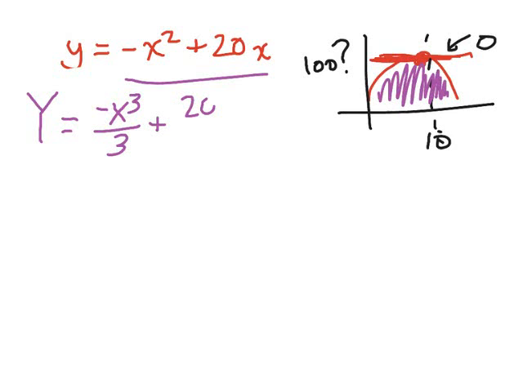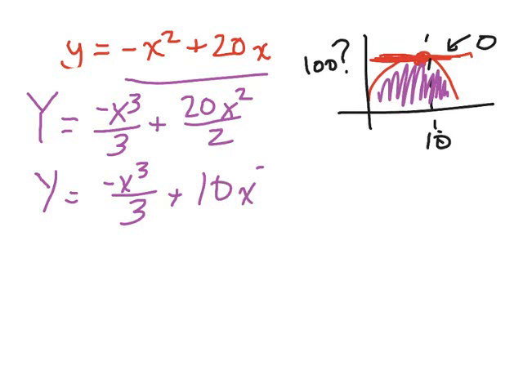plus 20x squared over 2. Now let's clean that up. So we get capital Y equals negative x cubed over 3. Really can't do much with that, but we can do plus 20 divided by 2 is 10. So this becomes 10x squared. Now we're going to take the integral from the start to the finish. So we have to remember, our graph started at 0 and we finished at the point 20. So we're going to take the integral of this function from 0 to 20.